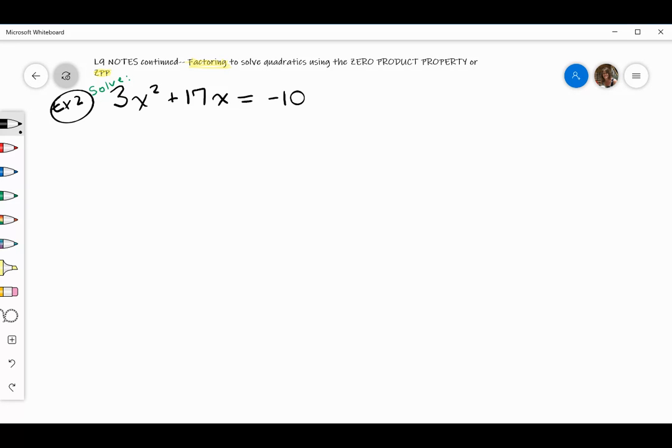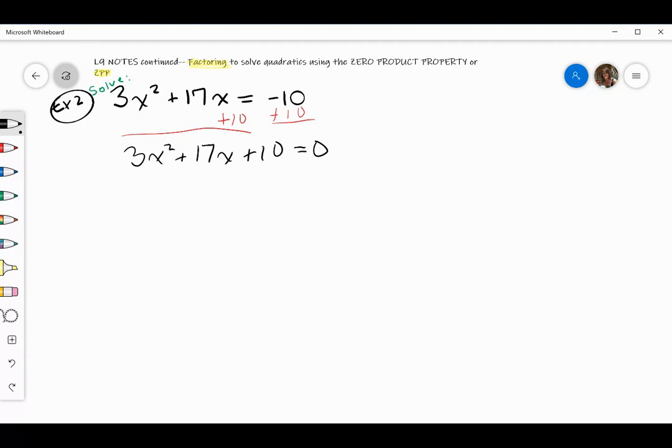Anyway, our first step is that if we're going to talk about the zero product property, we need to have something that multiplies to equal 0. And right now, it equals negative 10, right? So I am going to put the opposite here on both sides, and that way I can factor this, okay? So now we have this trinomial equaling 0.